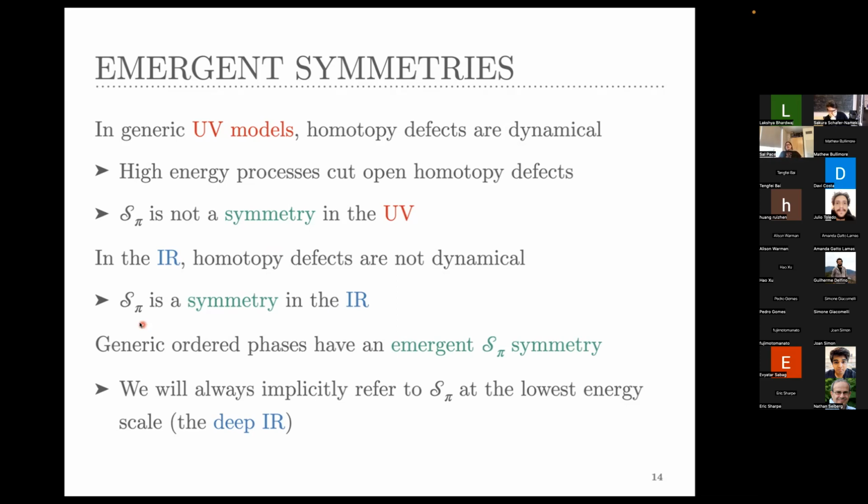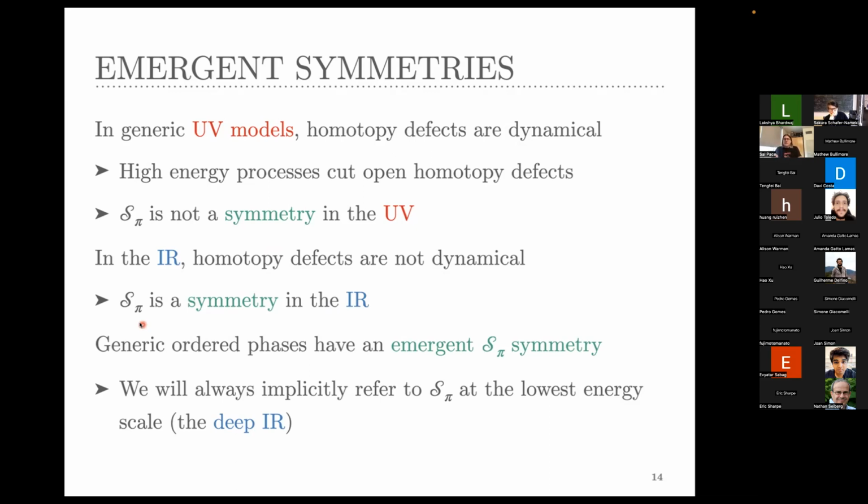And there's a fun game you can play where you go to some intermediate energy scale where some of the homotopy defects are dynamical, some of them are not dynamical, and what the emergent symmetry is will depend on that precise energy scale you're at. For simplicity, I'm always going to be implicitly referring to S at the lowest possible energy scale where none of the homotopy defects are dynamical.